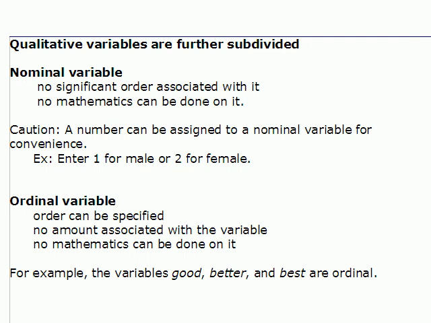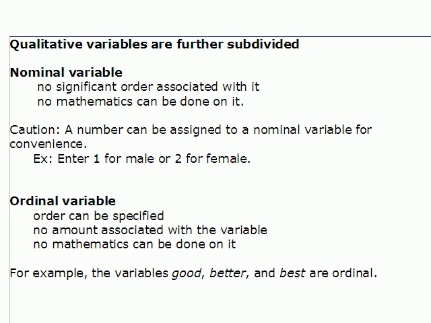Okay, so here we have your qualitative variables, which are categories. They're basically names, and they're subdivided into the nominal variable, which is simply a name and has no order associated with it, or the ordinal variable. The ordinal variable can have an order associated with it, but there's still no mathematics that can be done on it. Either of these can be represented for convenience by a number, but that's only for convenience, and it still doesn't bring any mathematics into the qualitative variable.